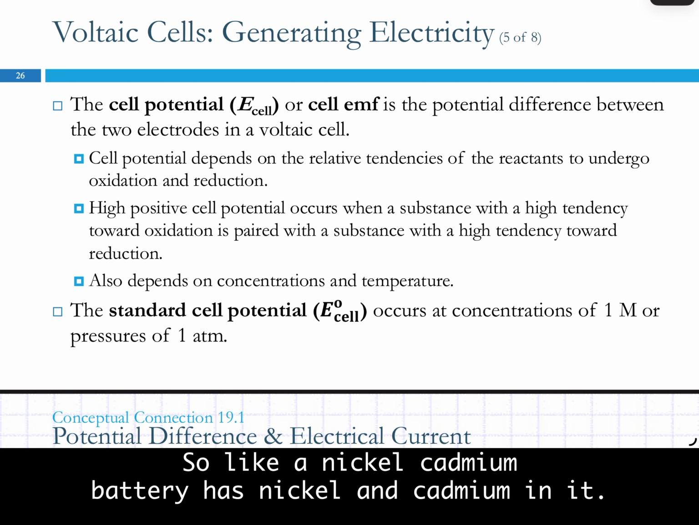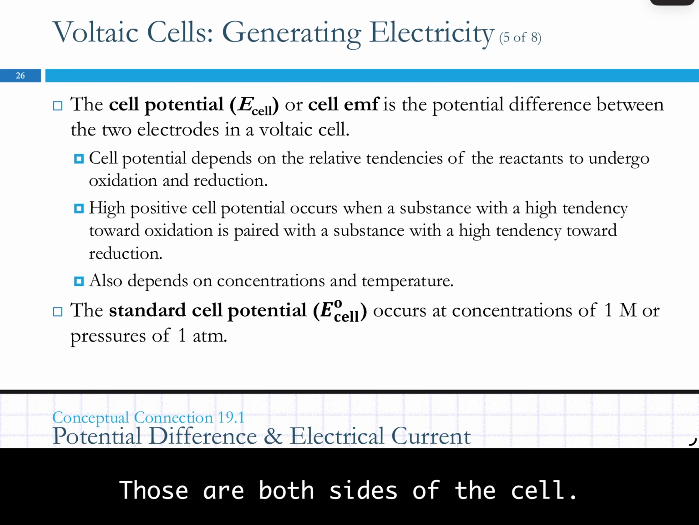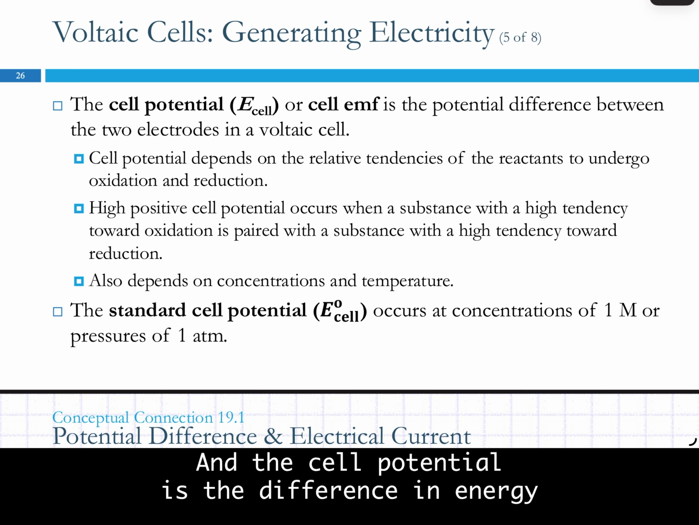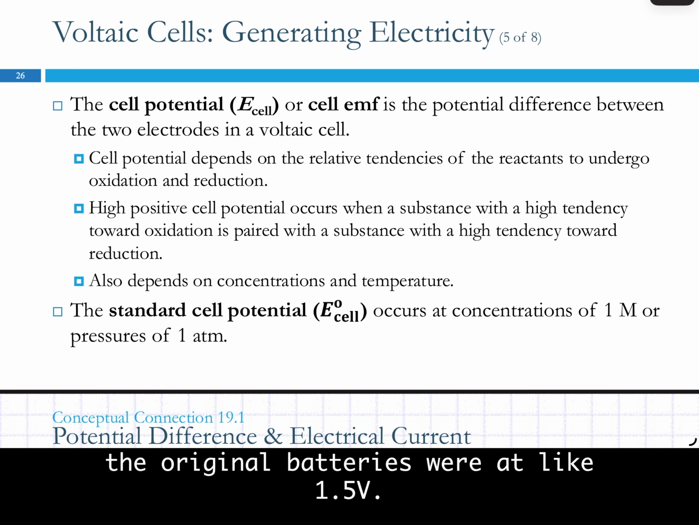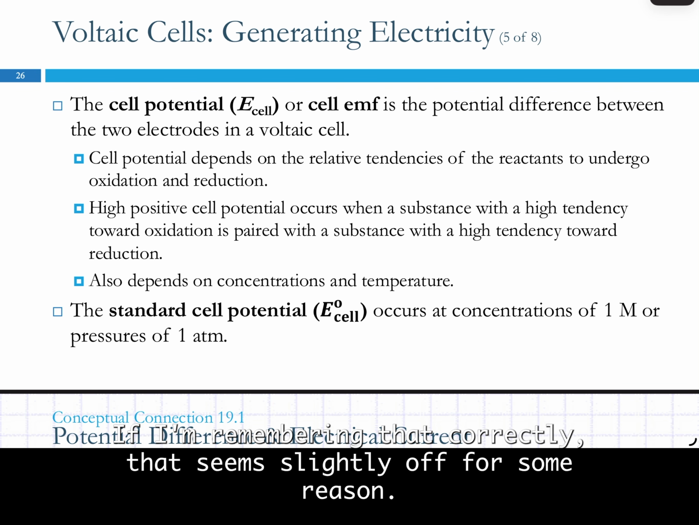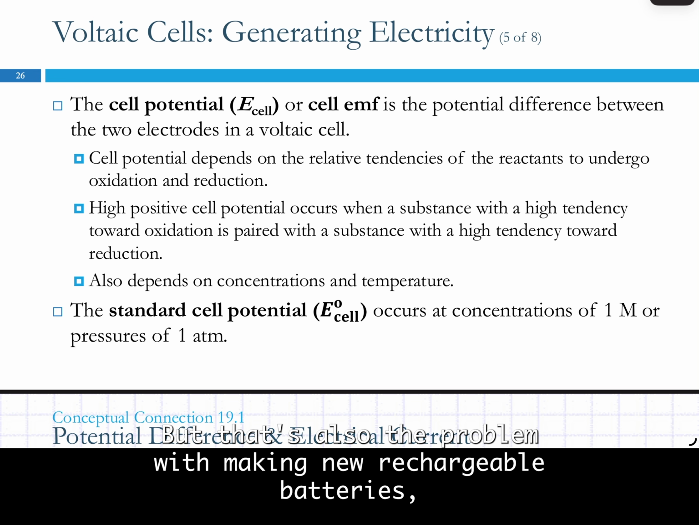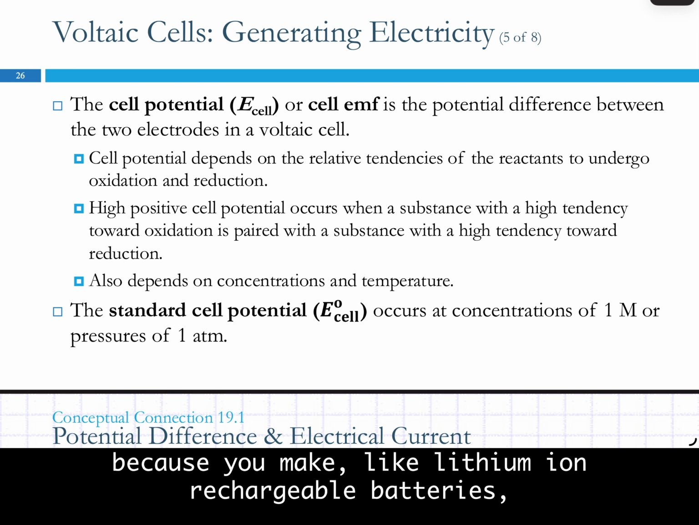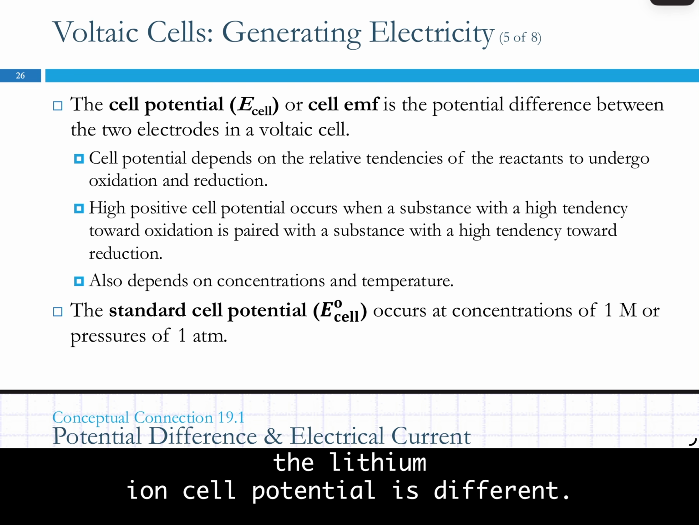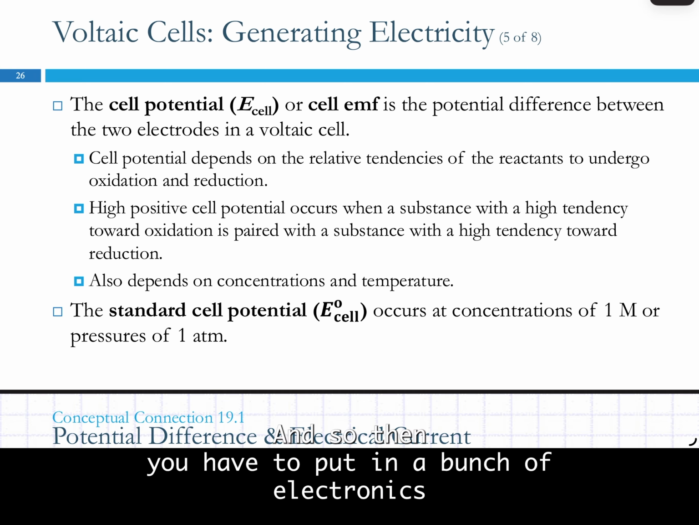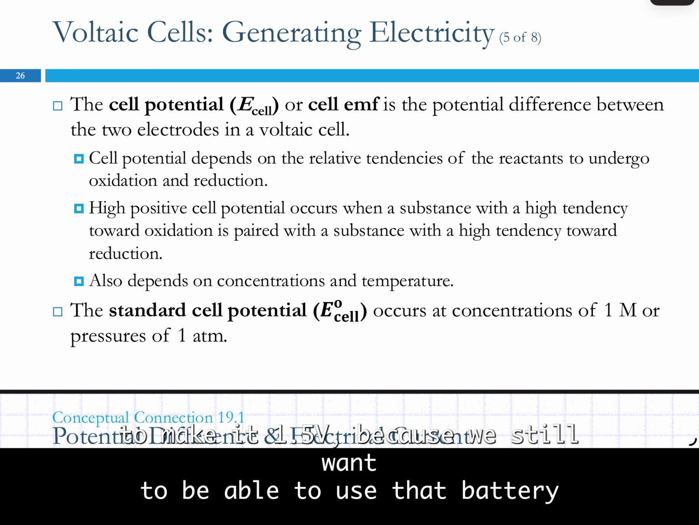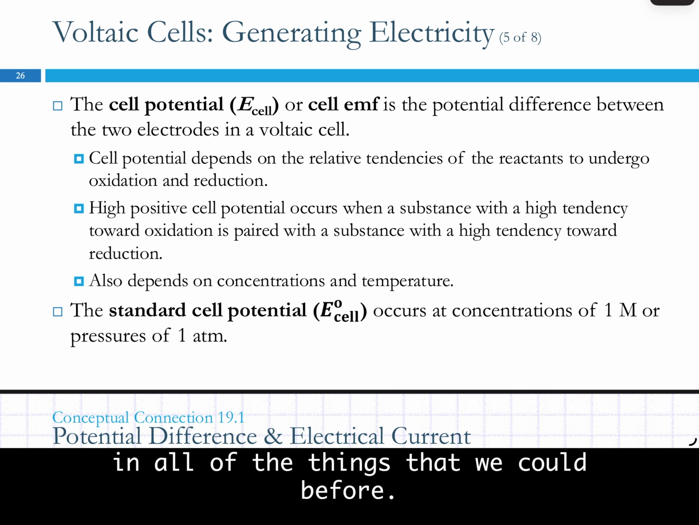So like a nickel cadmium battery has nickel and cadmium in it. Those are both sides of the cell. And the cell potential is the difference in energy from one to the other. And so that really set what the original batteries were at, like 1.5 volts, if I'm remembering that correctly. That seems slightly off for some reason. But that's also the problem with making new rechargeable batteries. Because you make lithium ion rechargeable batteries, the lithium ion cell potential is different. And so then you have to put in a bunch of electronics to make it 1.5 volts because we still want to be able to use that battery in all of the things that we could before.